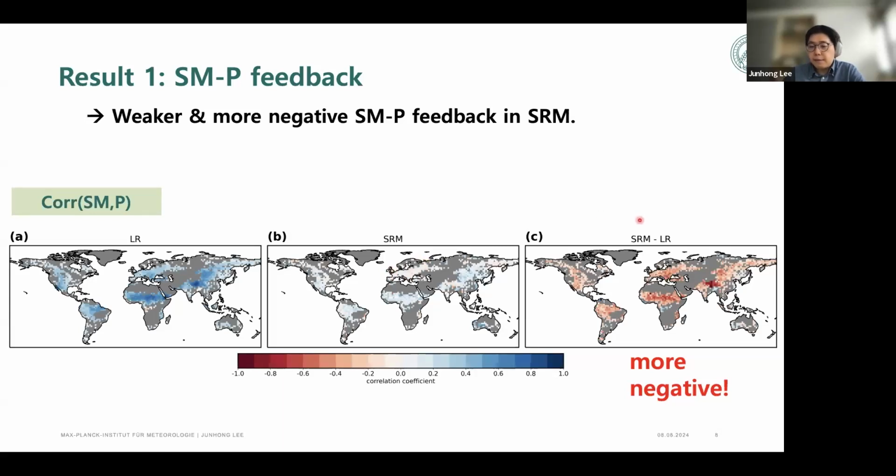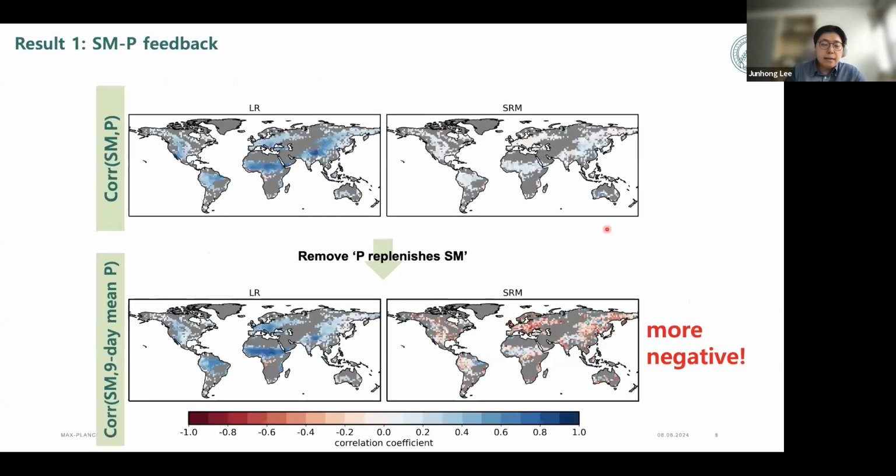And then if you look at the difference map on the right-hand side, the storm resolving simulation minus low resolution, the difference color is almost red. That means storm resolving is less positive and more negative in the feedback. And then I wonder, because I'm using daily mean soil moisture and daily mean precipitation, whether it's just because precipitation replenishes soil moisture.